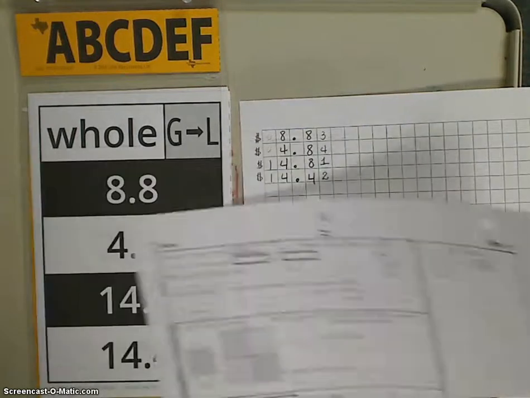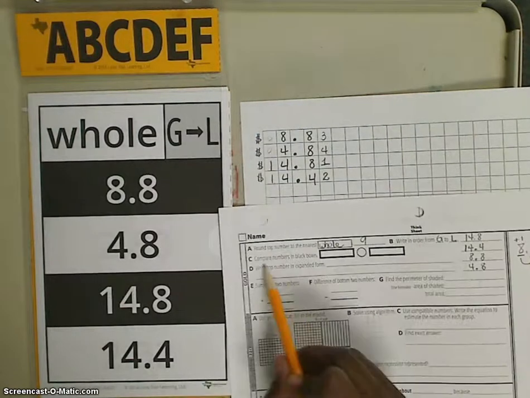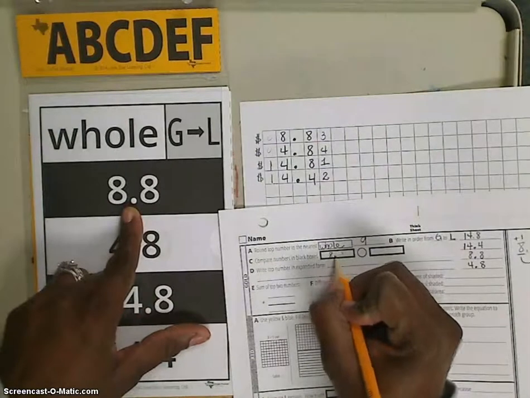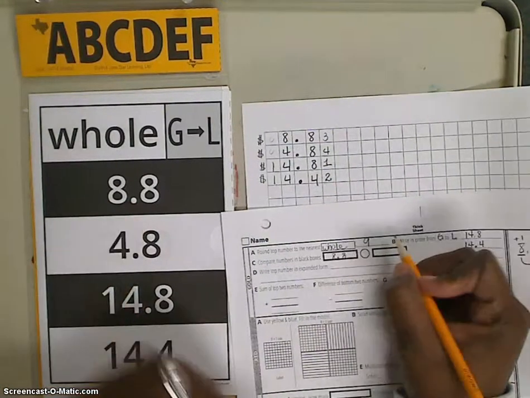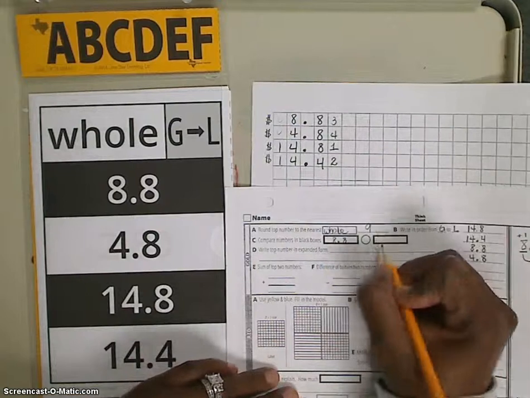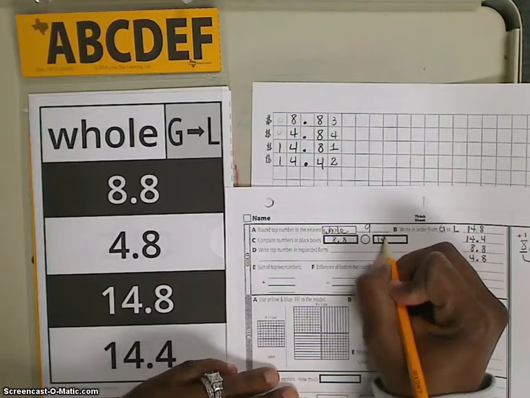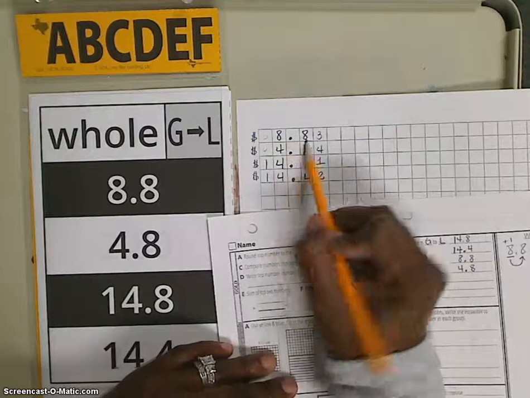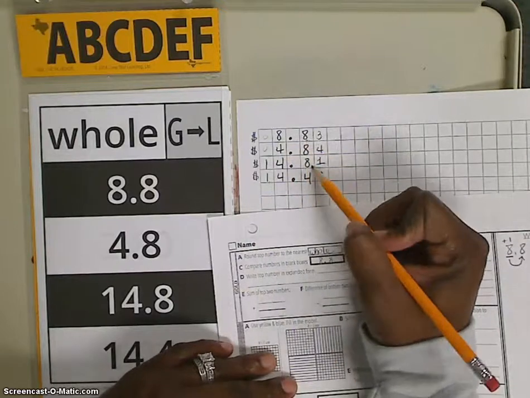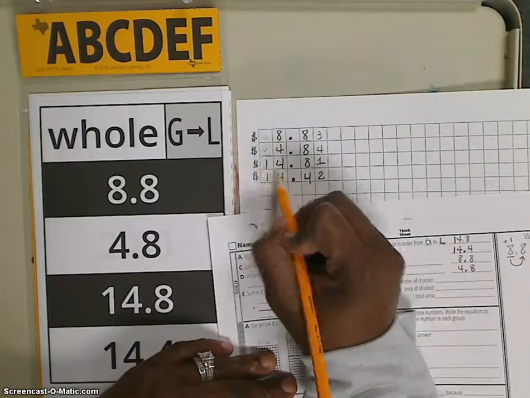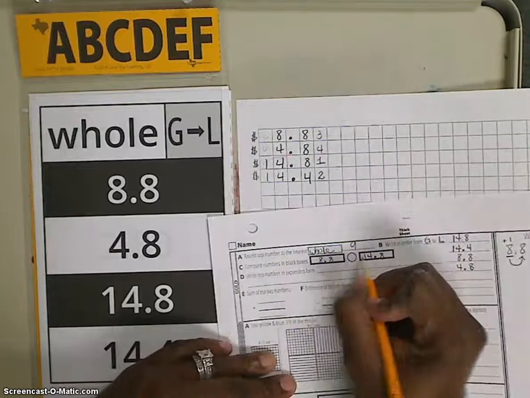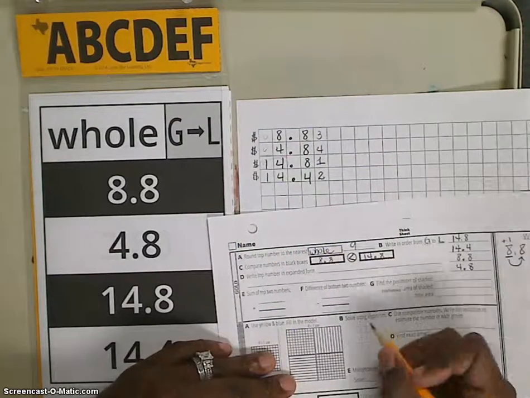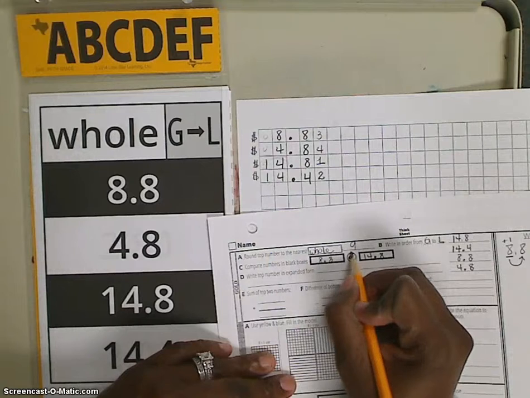All right, look at C. C, compare numbers in block boxes. Okay, so I'm going to write it down. 8.8 is either going to be greater than, less than, or equal to 14.8. And we already know, if we look at 8.8 and 14.8, I can see 14, my whole number, is greater than 8. So the alligator mouth points to the biggest number. There's the eyeballs and my teeth.